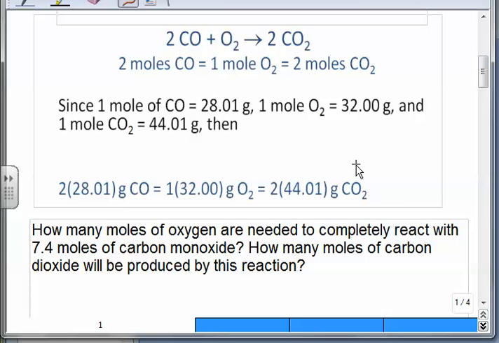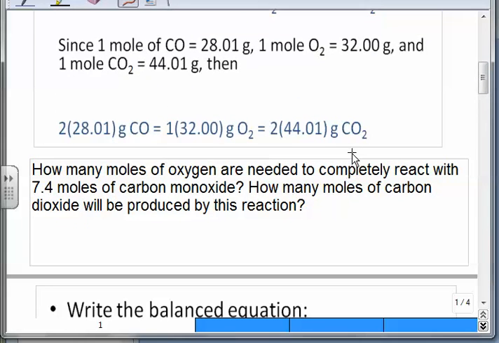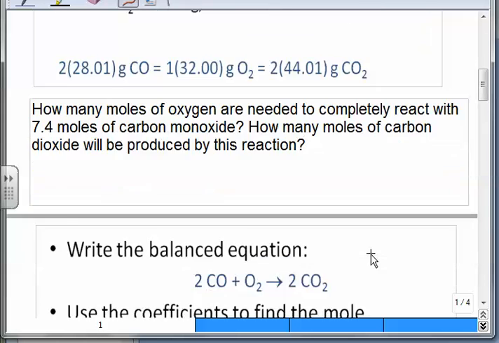So we can solve some simple, what we call stoichiometry problems using this information, that is, determining how much of the reactants we need to mix together and how much product we expect to obtain. So let's start with a very simple example. If we wanted to know how many moles of oxygen are needed to completely react with 7.4 moles of carbon monoxide, we can calculate this by using these molar and mass ratios. We then want to calculate how many moles of carbon dioxide we would expect to get.